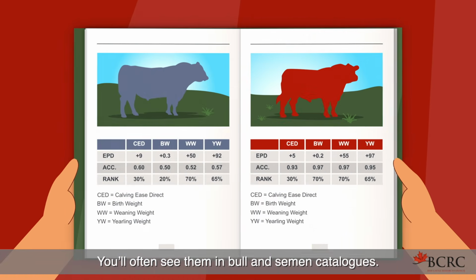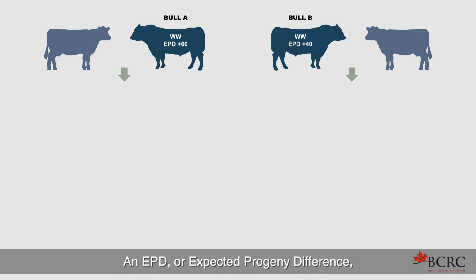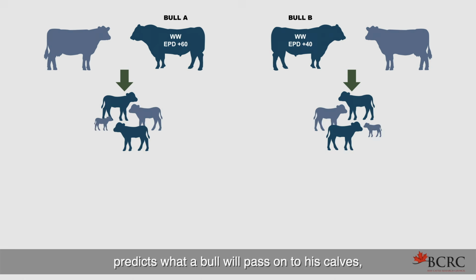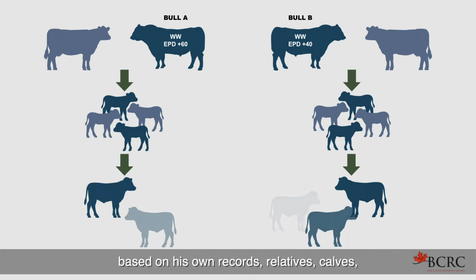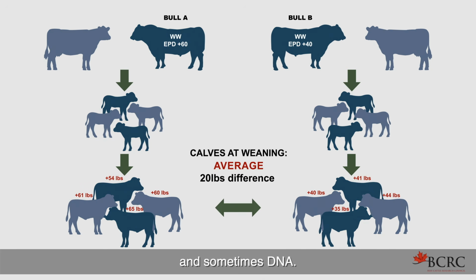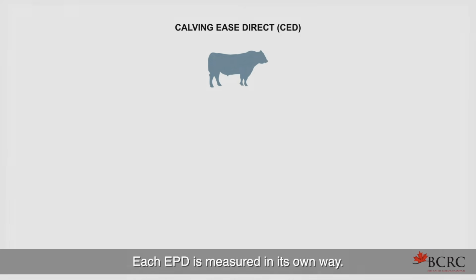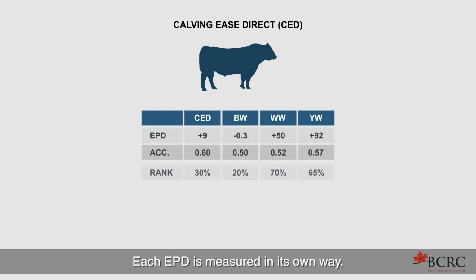You'll often see them in bull and semen catalogs. An EPD, or expected progeny difference, predicts what a bull will pass on to his calves based on his own records, relatives, calves, and sometimes DNA. It shows how his calves will compare, on average, to another bull's when both are bred to similar cows under similar conditions. Each EPD is measured in its own way.